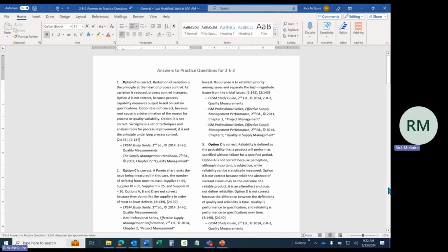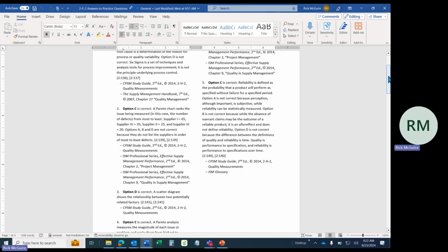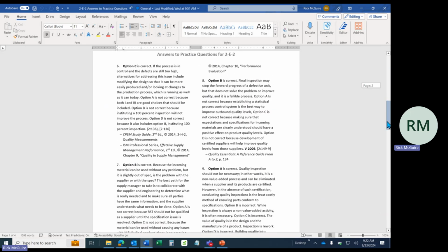Okay, we're going to go over some answers. If you haven't finished, you can just pause the video. Starting with number 5, is Charlie. Reliability is defined as the probability that a product will perform as specified without failure for a specified period. 6 is also Charlie. If the process is in control and the defects are still too high, alternatives for addressing this issue include modifying the design so it can be reduced or looking at changes to the production process.